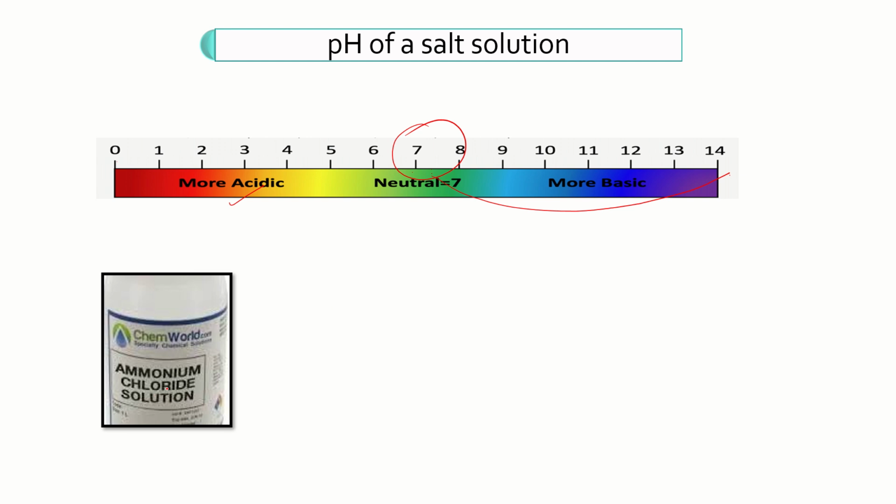So here, the ammonium chloride solution. Ammonium chloride is formed from ammonium hydroxide and hydrochloric acid, where hydrochloric acid is a strong acid and ammonium hydroxide is a weak base. So ammonium chloride is an acidic salt whose pH value is 6.